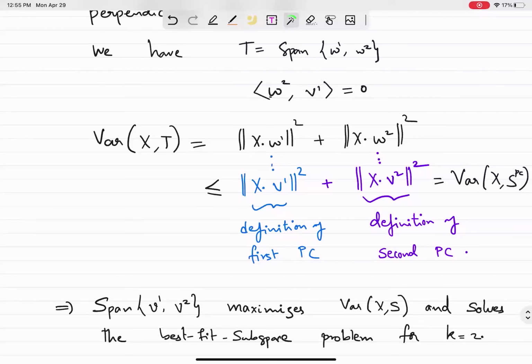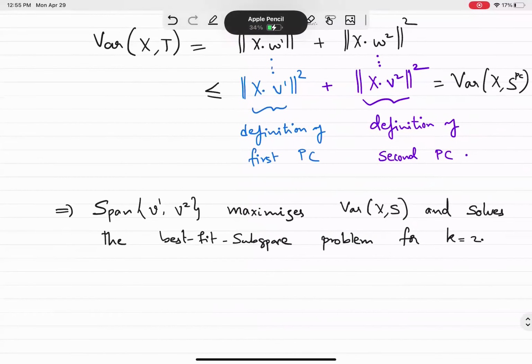Any other questions? You can extend the same argument to higher k and reason that the span of the first k principal components actually solves it for all of the things. It can be done by simple induction, more or less. All right, so let me stop with that for the best fit subspace problem.